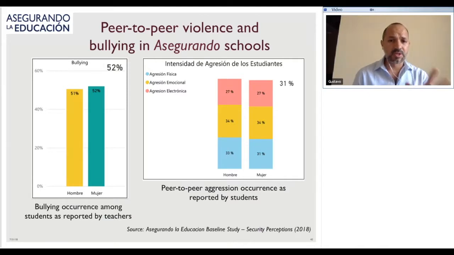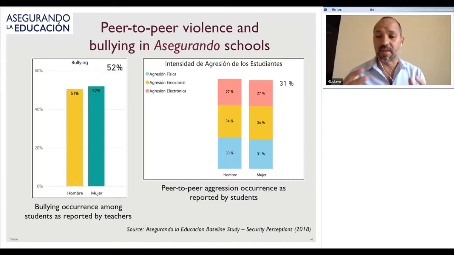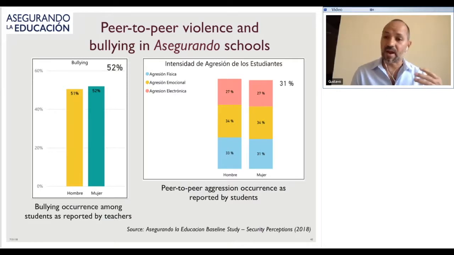So here's a graph where I'm trying to contrast the way bullying and physical aggression is reported by teachers and by students, and the gap that exists between the two. On the left, we see the bullying occurrence among students as reported by teachers. We see 52%. The yellow column is male teachers, how much bullying they report, and female teachers in green. So it's pretty similar. The aggregated level in 66 schools in 5 cities in Honduras is a 52% occurrence.